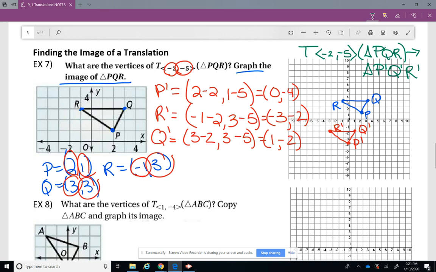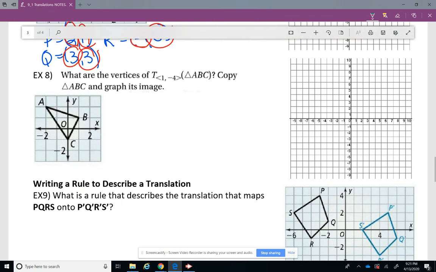All right, let's move down to the other one. What are the vertices? This is your Got It problem in your textbook, problem 3A. What are the vertices of the translation of 1 unit to the right, 4 units down of triangle ABC? First of all, we're going to copy triangle ABC.